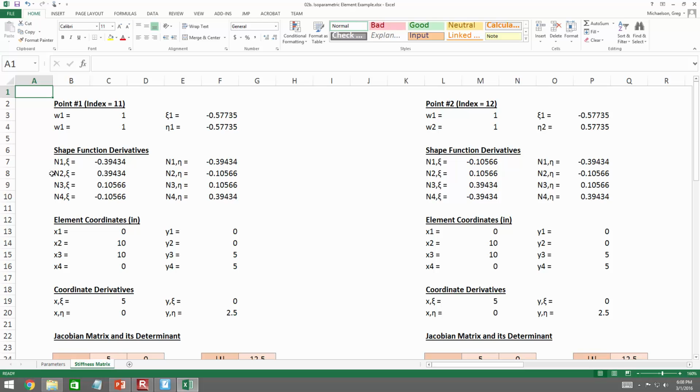So let me zoom into this first index. Here's my weighting functions. Here's my Gauss points. Shape function derivatives. How am I calculating these derivatives? That's at like eta minus 1 over 4 and xi plus 1 over 4. Those are those symbology terms that I derived. Here's the element coordinates. Here's the coordinate derivatives. Notice how, regardless of what these values were, I still get 5, 0, 0, and 2.5. Why? Because I don't care where I evaluate this term. It doesn't matter because the element still has an area of 50 square inches, and the natural isoparametric element has an area of 4. So that scaling factor better be 12.5 regardless.